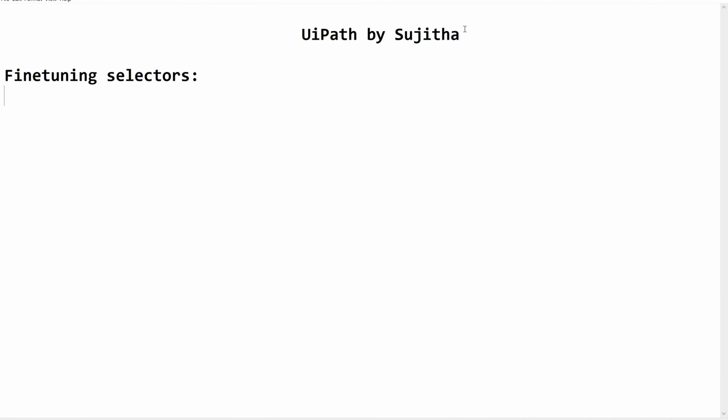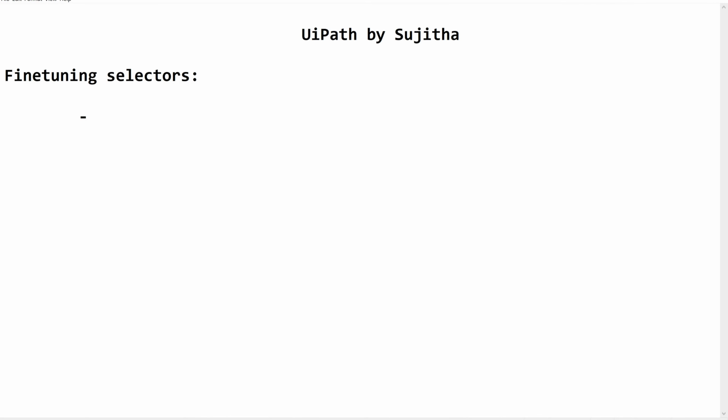Then how to avoid this situation? There is something called fine-tuning selectors. This contains different methods, different approaches in order to avoid this situation. Let us see in detail with the best demo use cases in our videos. Now let me note down whatever we have heard so far.